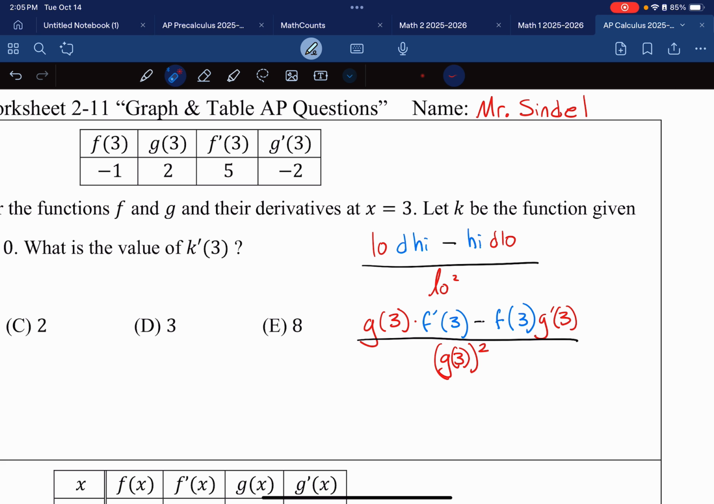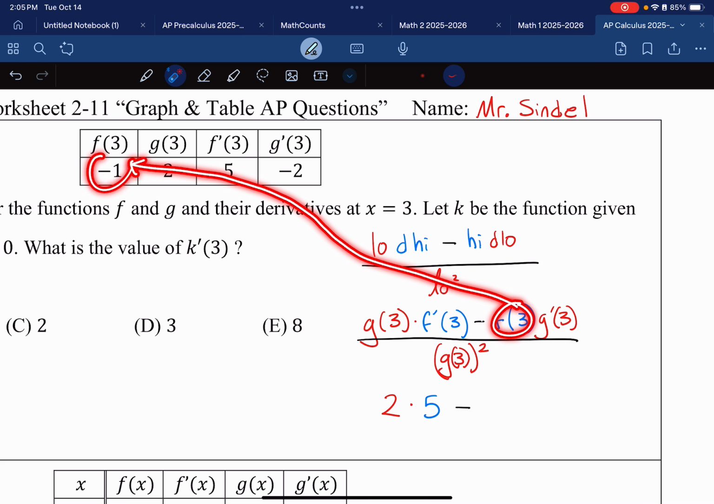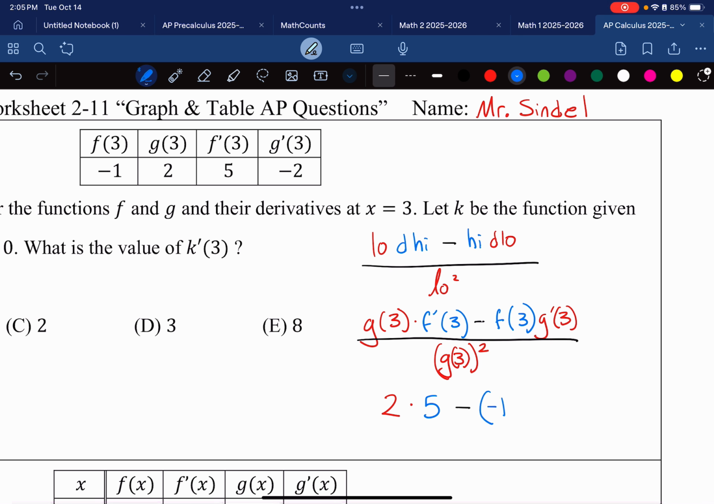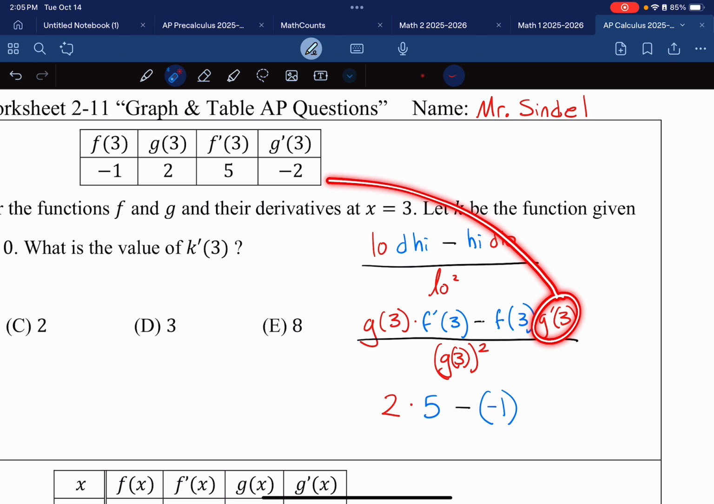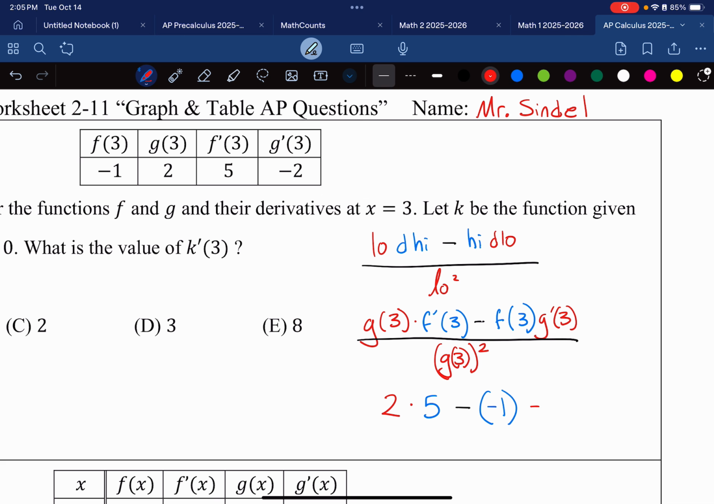Okay, time to fill in what we have, and we're going to use the table now. g of 3 is right up here. g of 3 is 2. So this is going to be 2 times f prime, which is 5. 2 times 5, then minus, and then f of 3, which is this one right here, -1. And then g prime of 3 is -2. Now this is all going to be divided by g of 3 squared.